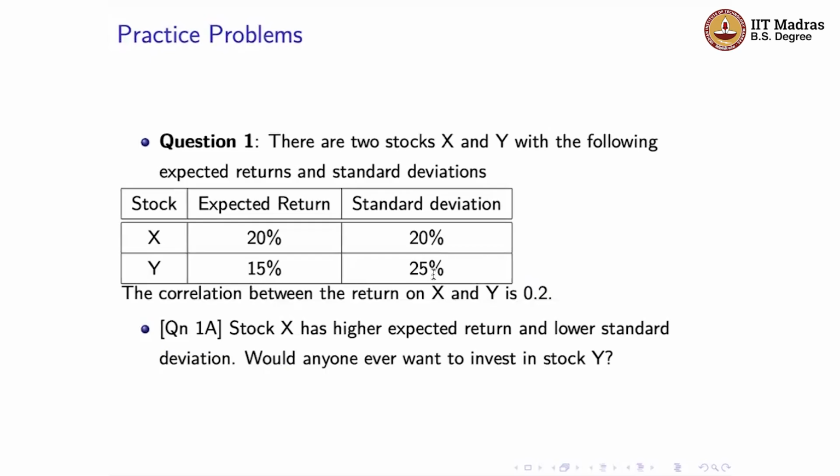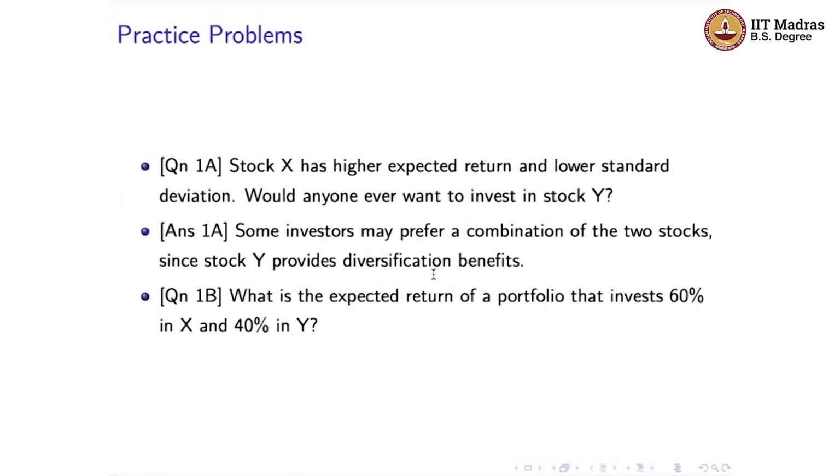So that's something very important to keep in mind: it is not the case that the standard deviation of the portfolio will be some number which lies between 20% and 25%. It can be some number below 20% as well, right? That's an important thing to keep in mind. Okay. All right.